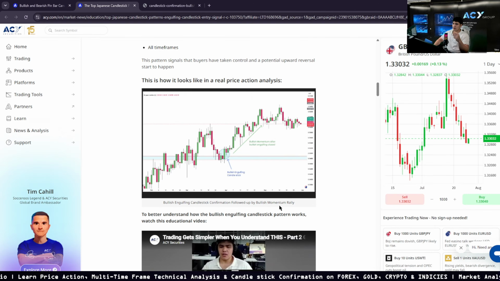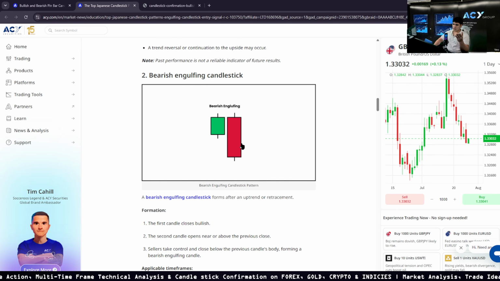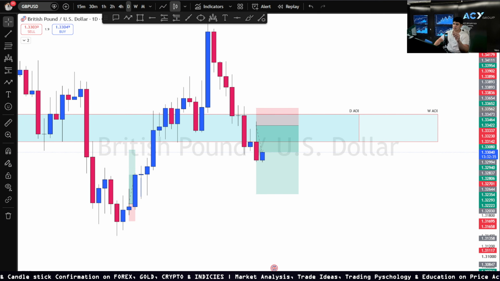Now, the bearish engulfing is just the reverse of it. This is how it looks: a bullish candlestick engulfed by a bearish candlestick. This is the bearish engulfing for sells. This would be the exact entry signal that we will use for our GBP USD setup.